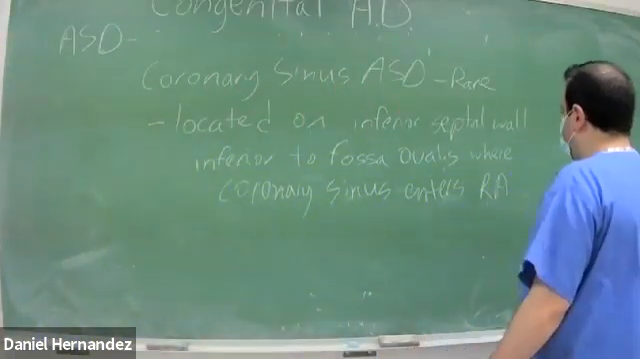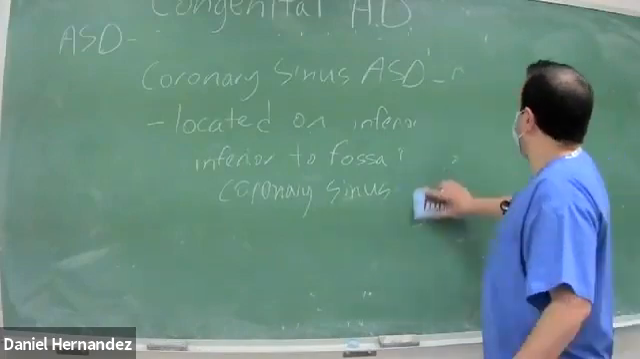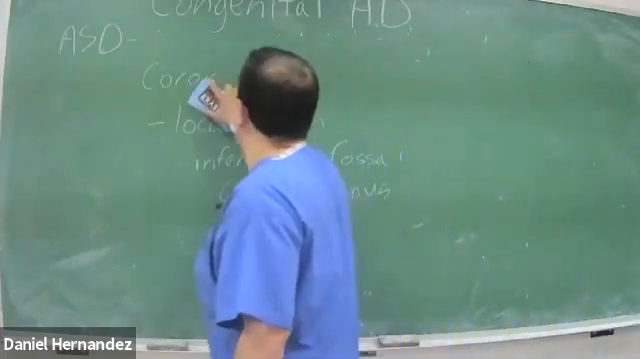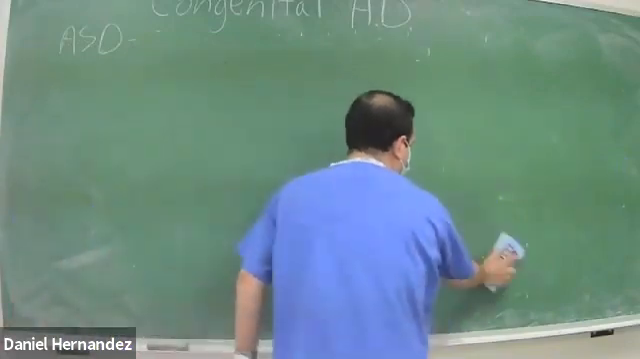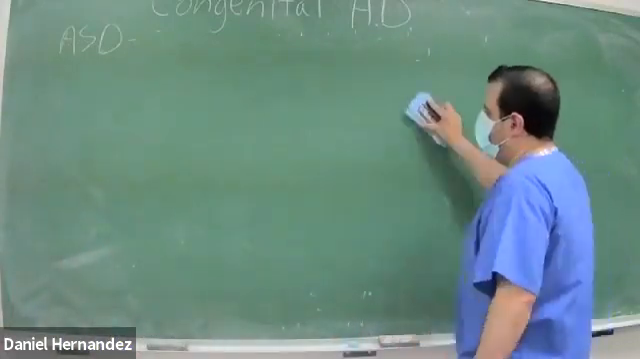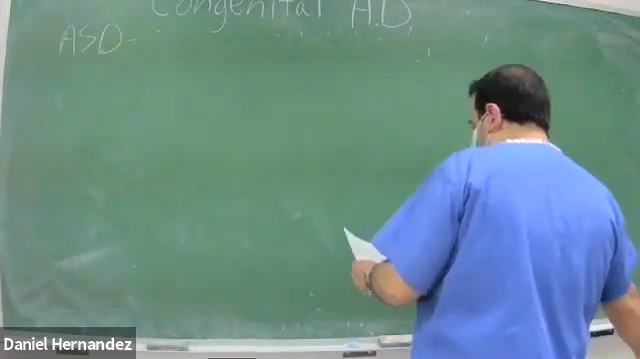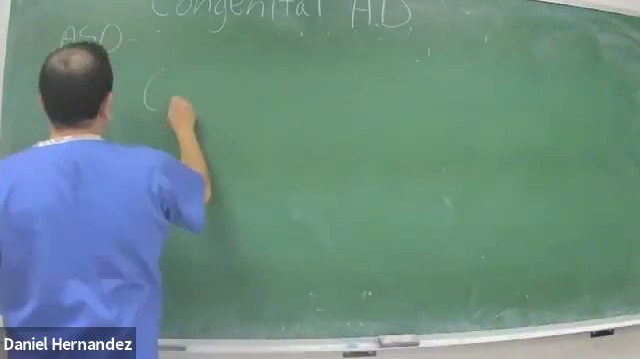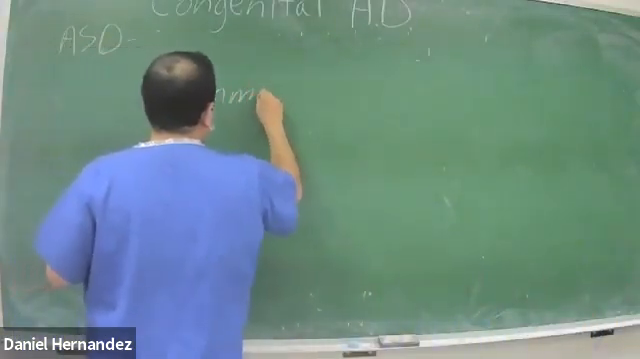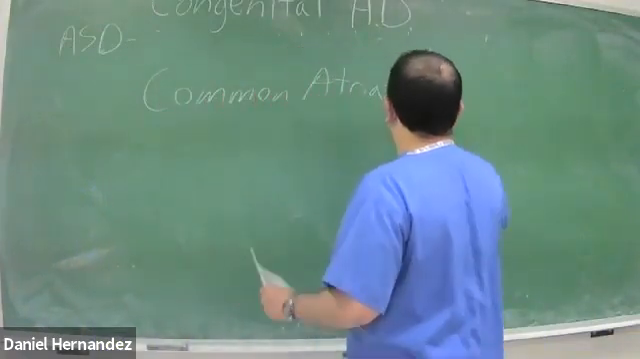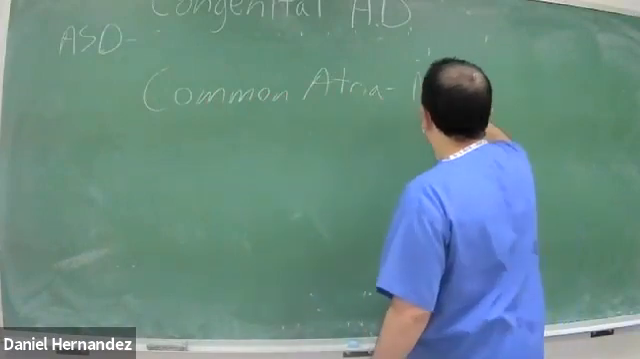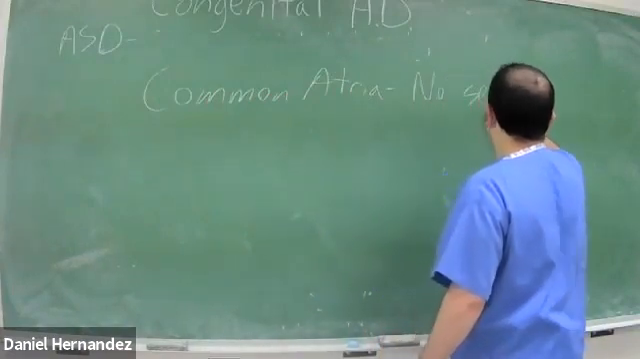So one last thing that doesn't really fall into any of those four main types of ASDs, but something to also consider as a possibility, would be a common atria. So that would be no septal development.